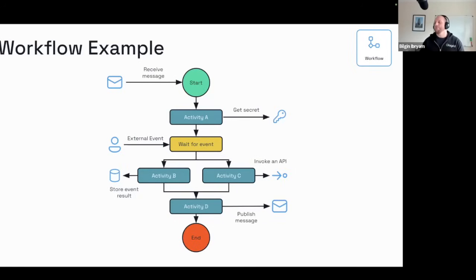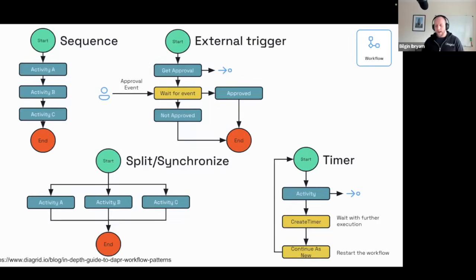Then these parallel activities are again merged into one in activity D that publishes a message, which goes to the end. This is an example workflow, and actually in the workflow domain, there is a long list of workflow patterns. Here, I picked 4 popular workflow patterns from a much longer list.